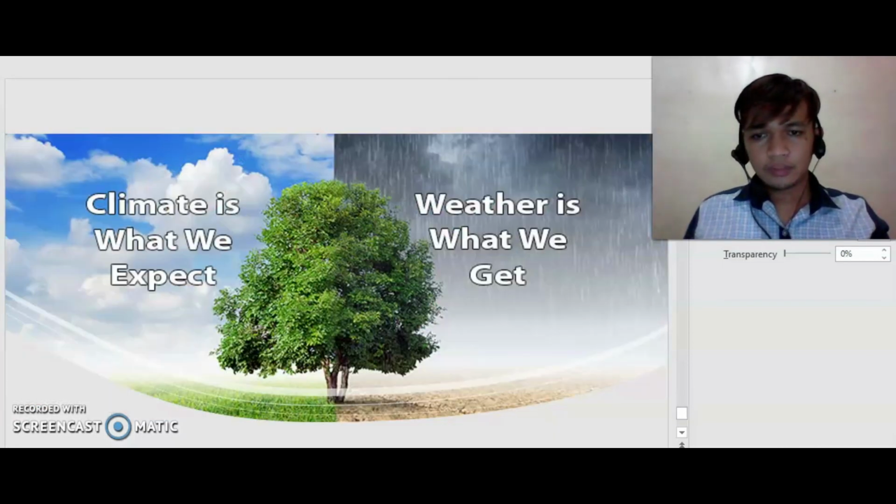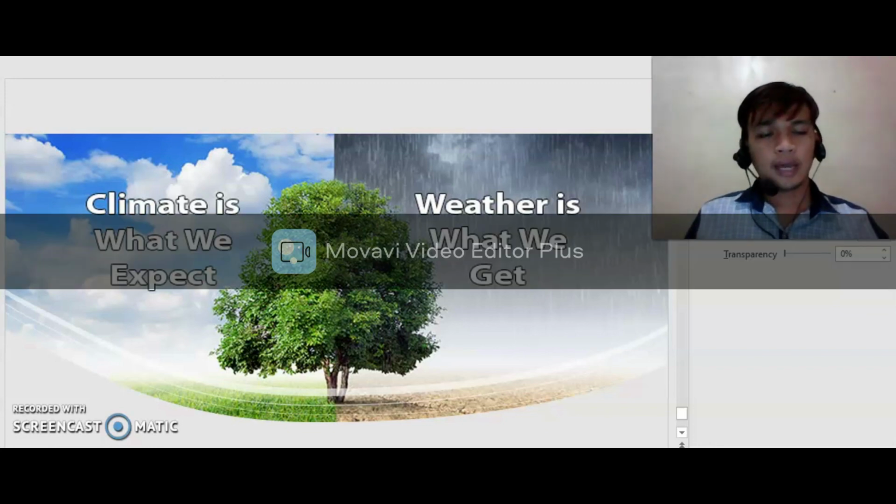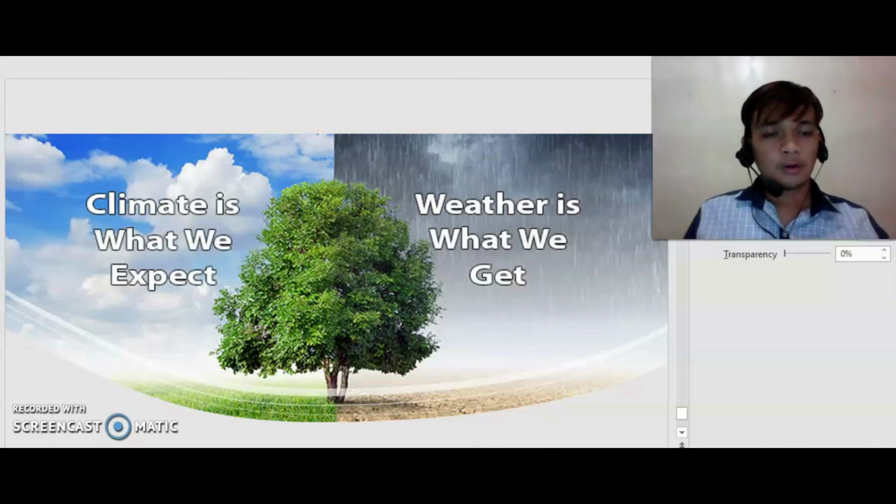Now, to sum up, when we say climate, it is what we expect. And when we say weather, it is what we get. So, again, climate is the average condition of the Earth's atmosphere in a year, whereas weather is the state of our atmosphere at a specific given time and place if you're going to observe that. So this is the end of this video presentation.